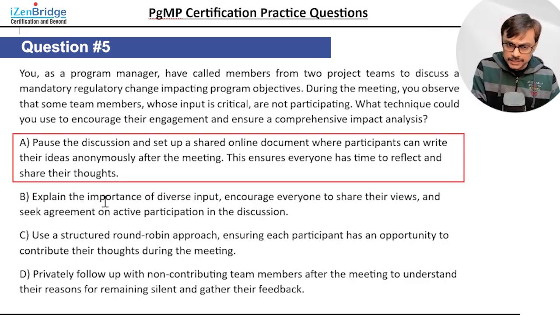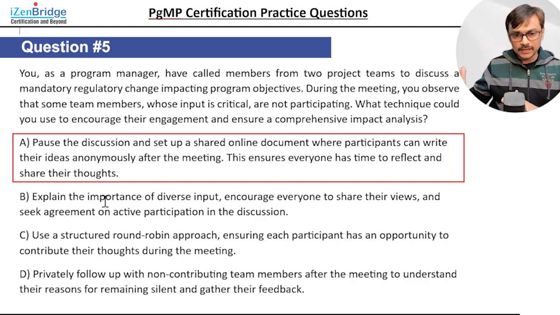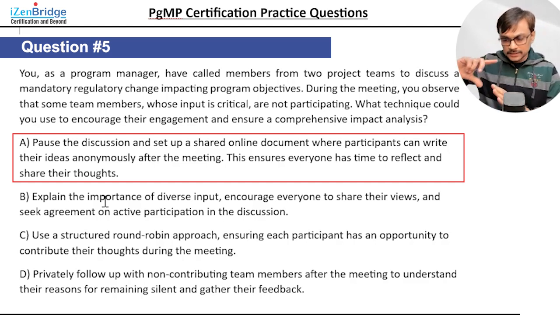Let's go for the options. Option A, pause the discussion and set up a shared online document where participants can write their ideas anonymously after the meeting. This ensures everyone has time to reflect and share their thoughts. We can do that, but why delay? Right now, the question is saying that you are doing the discussion. The matter is critical.